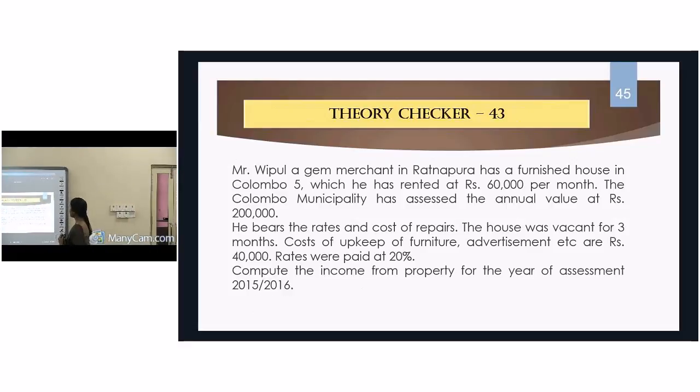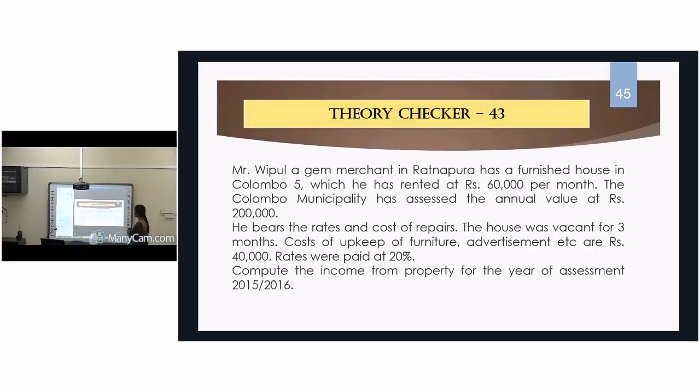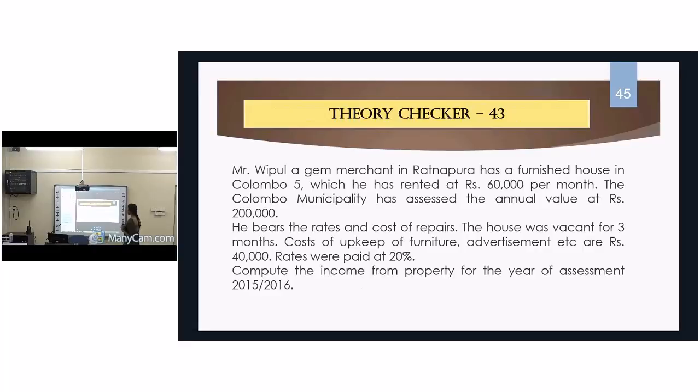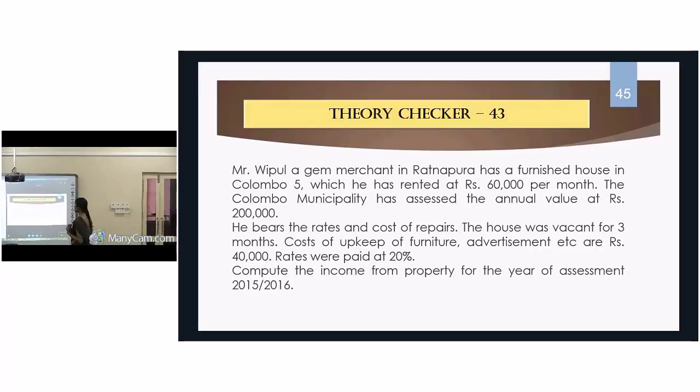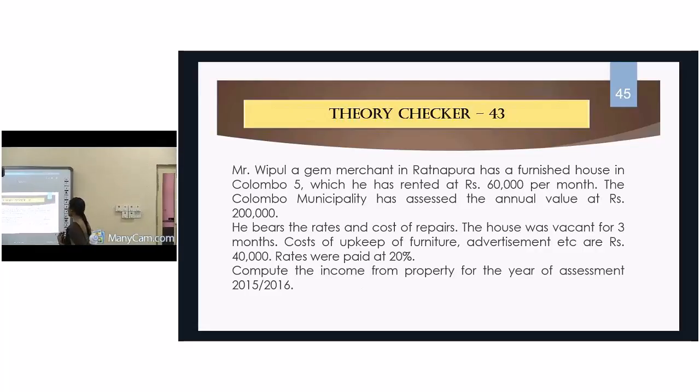This is an example. Mr. Vipul, a gem merchant in Ratnapura, has a furnished house in Colombo 5, which he has rented out at 60,000 per month. The Colombo municipality has assessed the annual value as 200,000. He bears the rates and cost of repairs. The house was vacant for 3 months. Cost of upkeeping of furniture, advertisement, etc. are rupees 40,000. Rates are paid at 20%. Compute the income from property for year of assessment 2015/16.